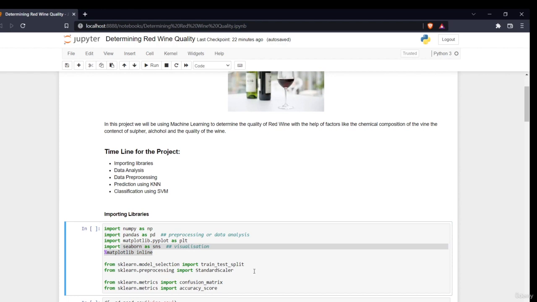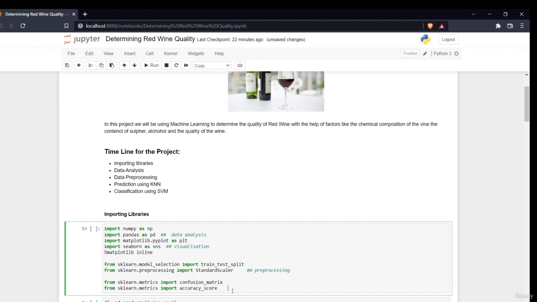Now we have standard scaler and train test split. I'll just remove this from here. This is for pre-processing. That will be the right thing to say, because we'll be processing our data and splitting our data.